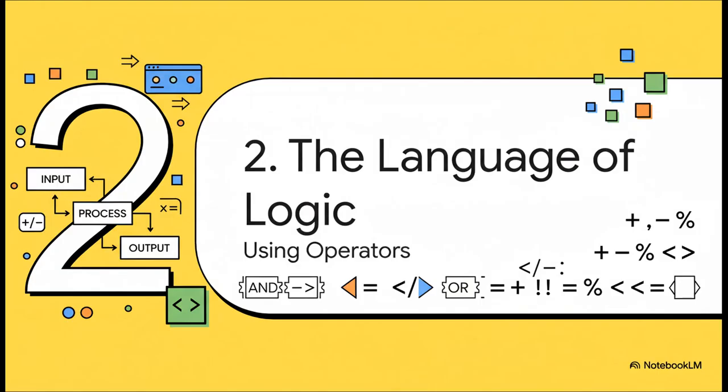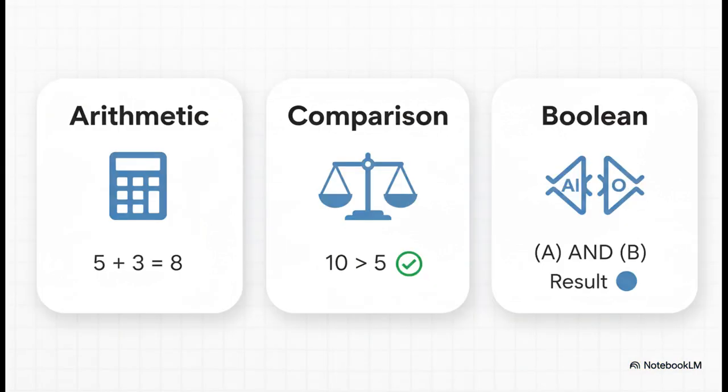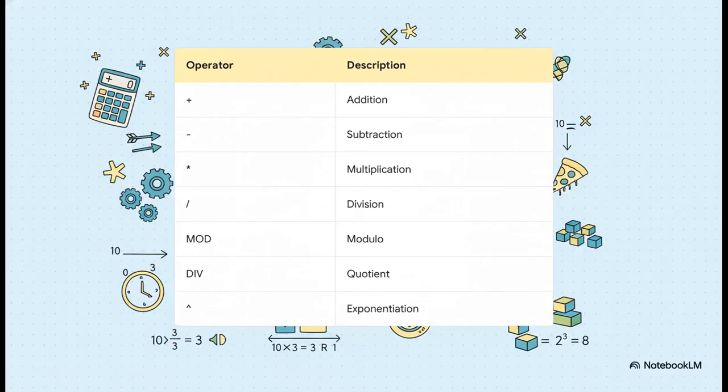All right, so now we've got our data tucked away in these containers. What's next? Well, we need tools to actually do stuff with it, and that is the job of operators. Think of operators as the verbs of your code. They're the doing words. You'll be using these all the time to do calculations, compare things, and combine conditions to make your program smart. Here we go, the arithmetic operators.